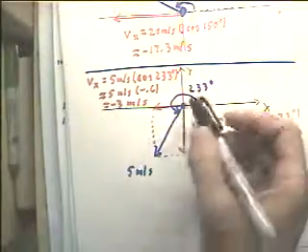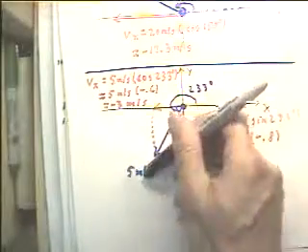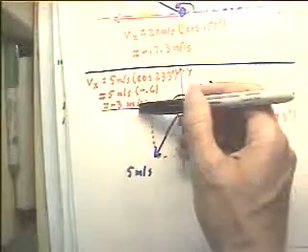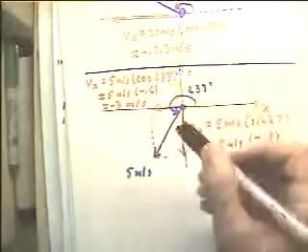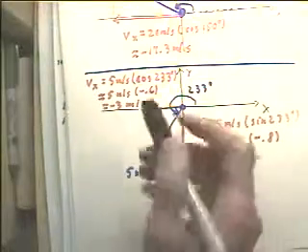negative. Okay, if an object is moving this way, then if we're going to track it along this direction, we have to move in the negative x direction. If we track it vertically, we've got to move in the negative y direction.